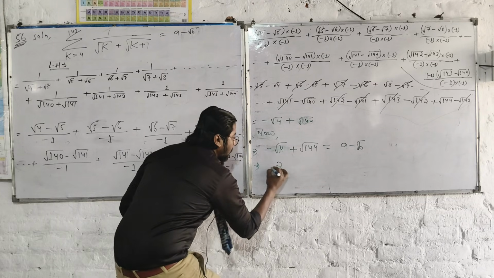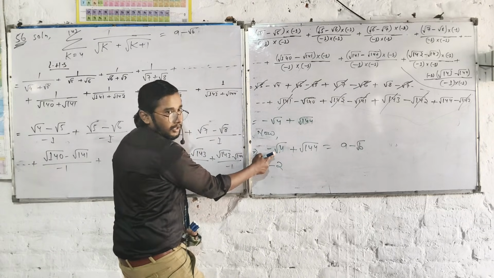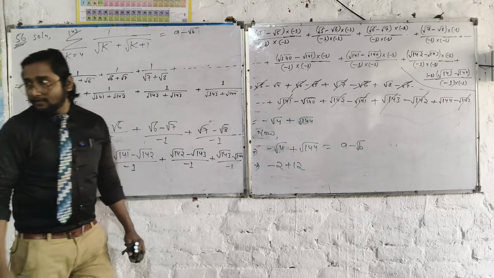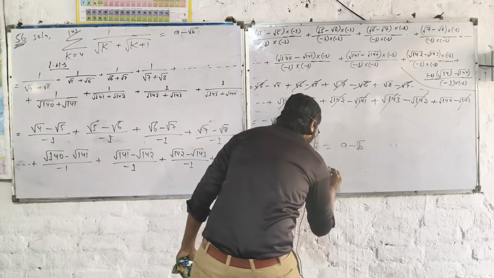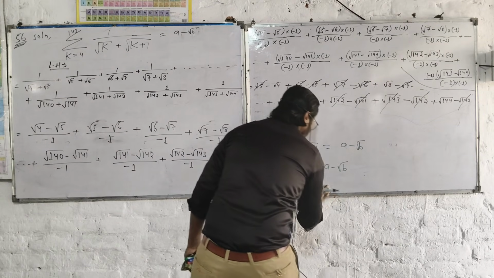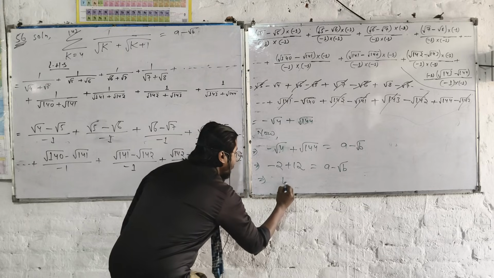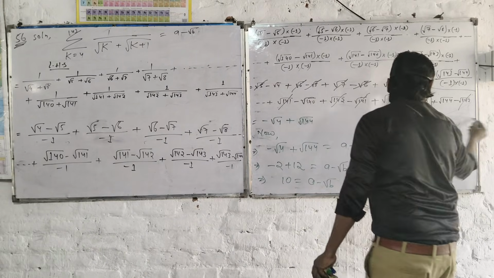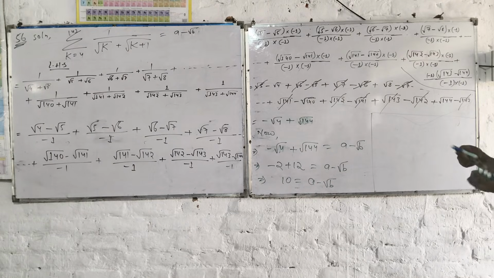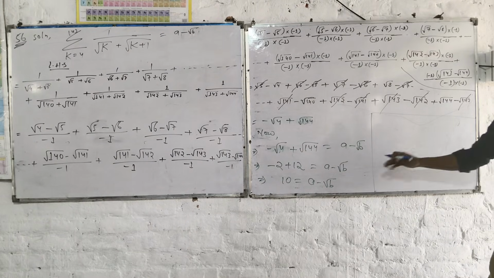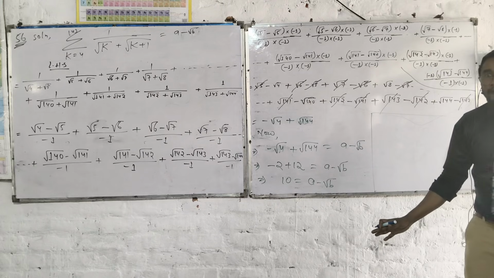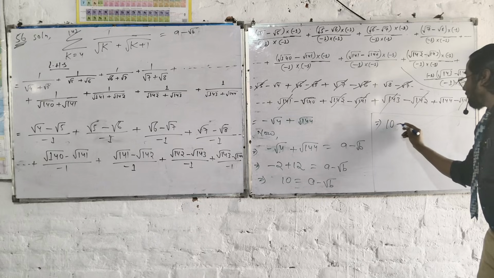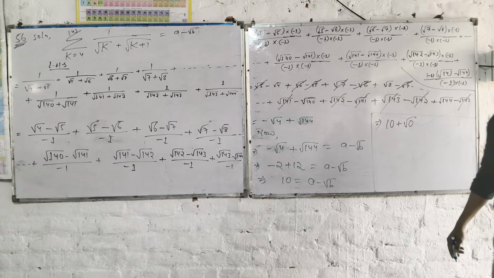Here you will just write minus 2, square root of 4 equal to 2, and here you will get plus 12 equal to a minus root b. Now you tell me what will you get, guys? 10, a minus root b. Right, wrong? Now the 10 can be written as 10 plus square root of 0.